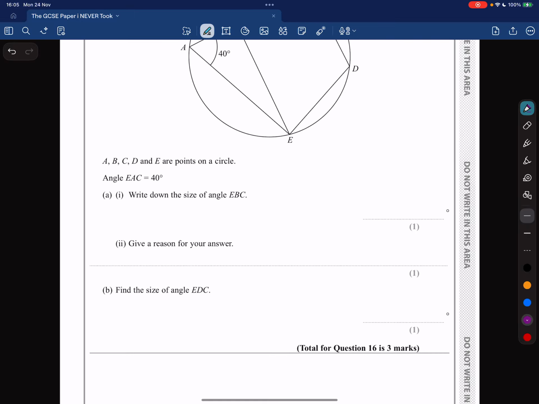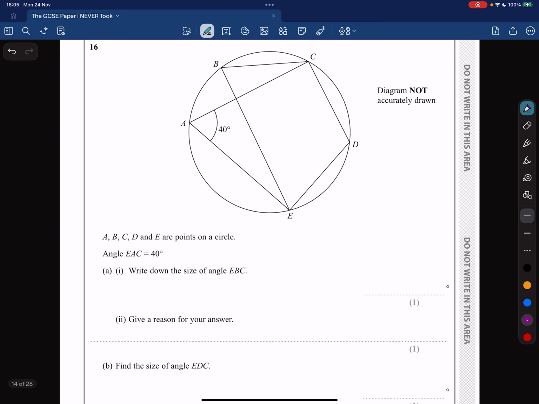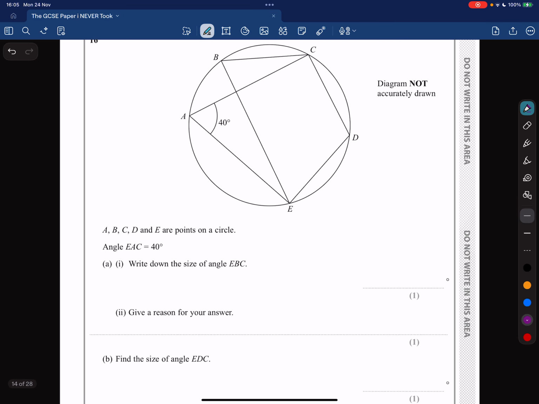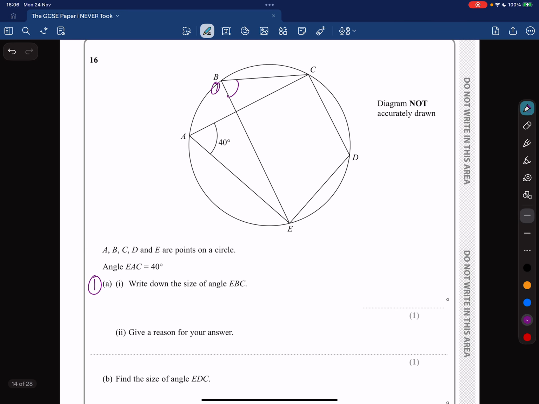We're flying through these. Oh, circle theorems is not something I've done in a long time either. Okay, so first let's read the question out. Write down the size of angle EBC. EBC is this one, so I'm going to call that angle 1. Give the reason. Find the angle EDC. Also, we want this one next. Okay, so I think that these two angles are equal.